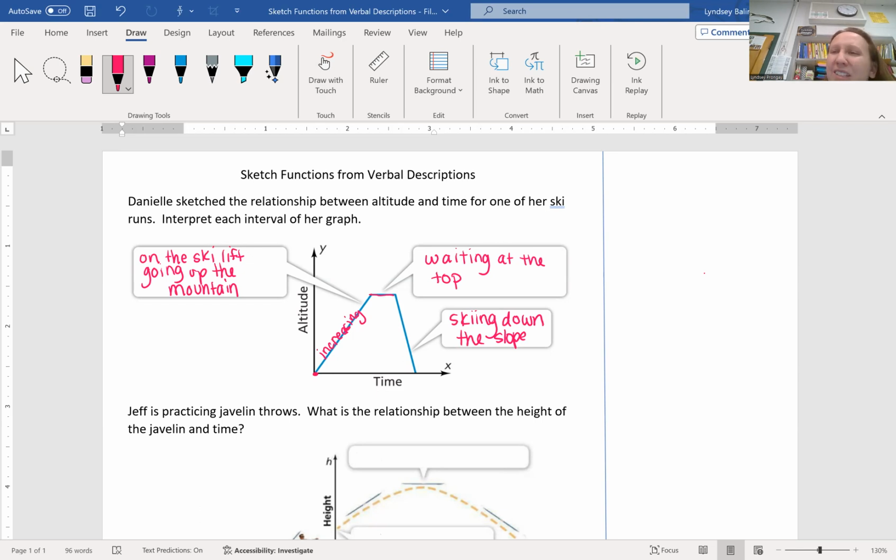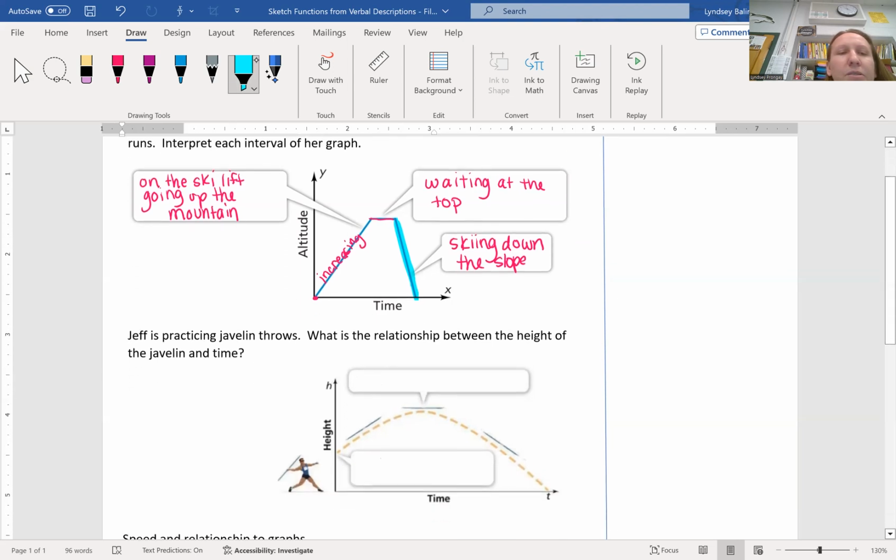But if we look at how steep the line is, this part at the end where she's skiing is a lot steeper because when you ski, you go pretty fast. So her altitude is dropping way more quickly than it was when it was rising. Rising was like a nice little ski lift going up to the top. Here she's going fast down the mountain, so it takes less time to cover the same amount of ground. That's also a good thing to note there.